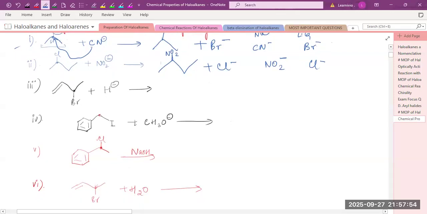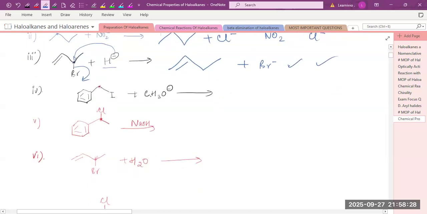Third one, so similarly you can do that. What you're supposed to do here, this is a nucleophile, H minus. It will attack this carbon, because this carbon will have the partial positive charge and this bromine will have the partial negative charge. So when this nucleophile attacks this carbon, the leaving group leaves and you will get this. Here the hydrogen will be attached, plus your bromide, Br minus. Similarly you can write down the nucleophile and the leaving group.